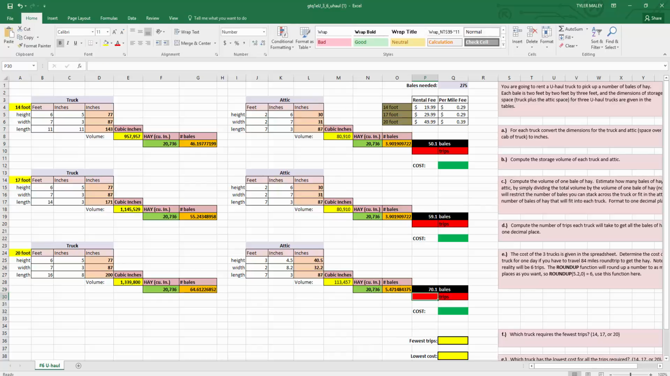All right, good. So now I'm trying to fill in the red, the number of trips I need to take. So what I can do is take, I have 275 bales total, and then I can divide it by the number of bales I can fit in one trip. And that will give me the number of trips I need to take. So we take the total bales, 275, divided by how many I can fit.